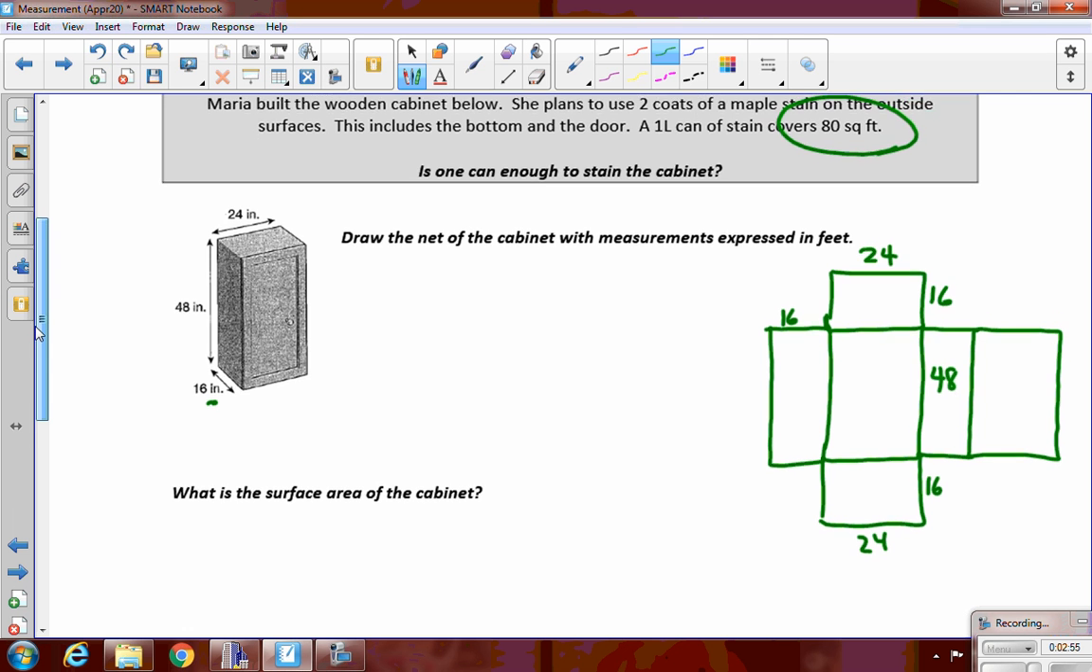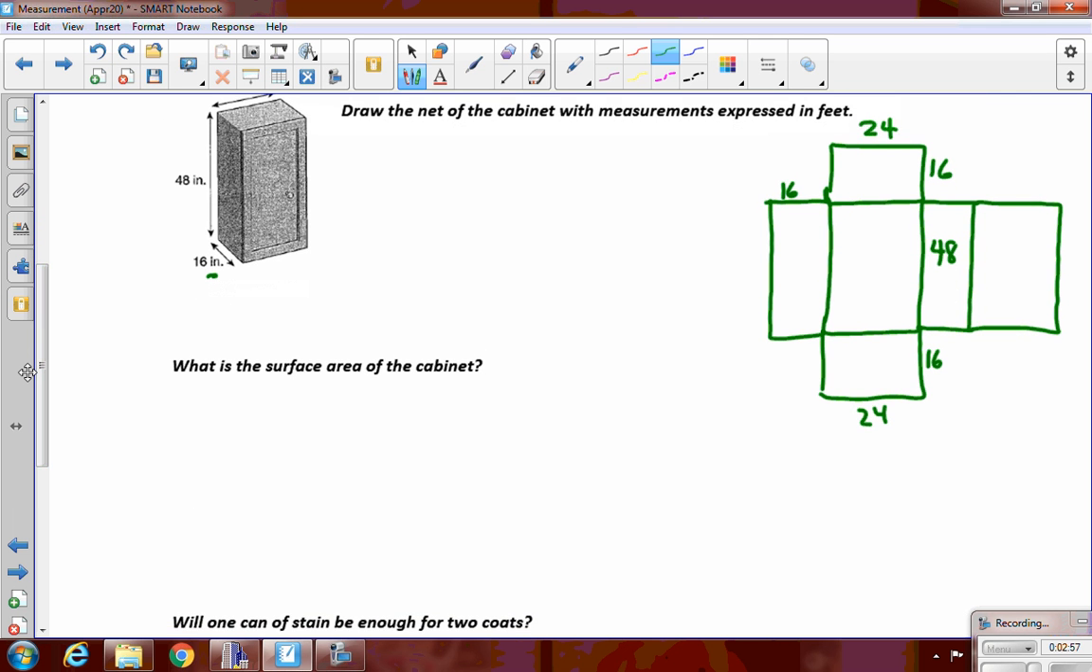Now it asks, what is the surface area of this cabinet? So again, we can go through and label everything we know in here of all these sides. All of these are 48, these long lengths. These are 16s. This guy here is the 24. And I think if we're looking at all of our rectangles, we should have all the dimensions of these things put on. So if we went through and labeled these, this will be side 1, this will be side 2, because these are the same dimensions.